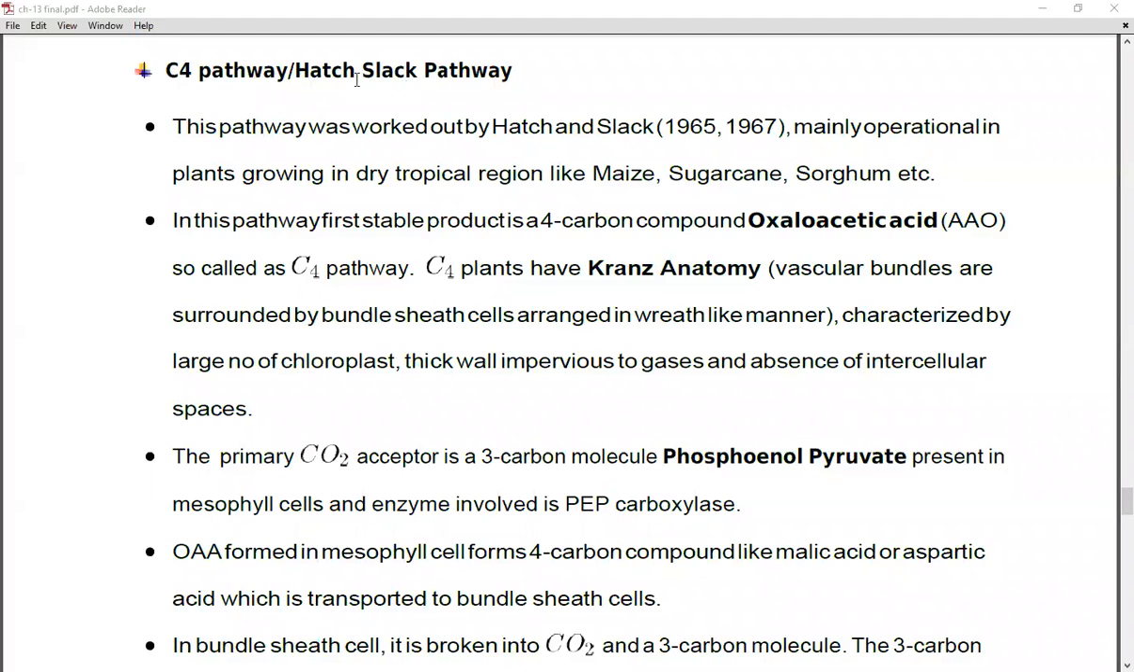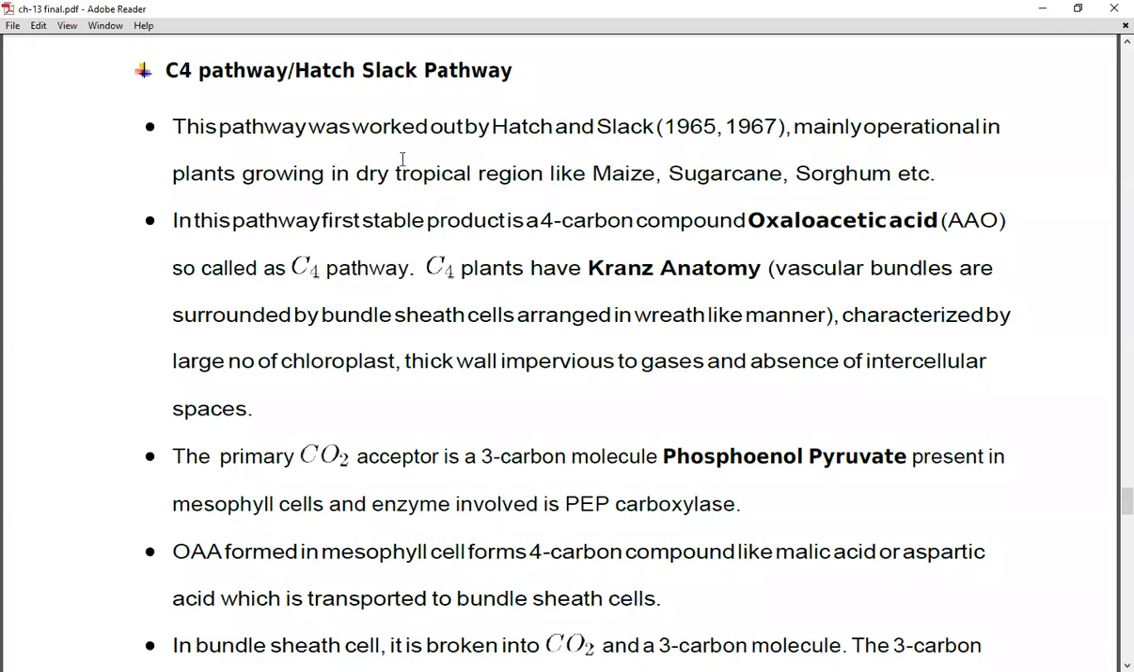And in this pathway, the first 4-carbon compound is found as the stable compound in this cycle. For this reason, this pathway is known as the C4 pathway. Now, this pathway was worked out by Hatch and Slack in 1965 to 1967. Hatch and Slack were the ones to explain or derive this pathway.